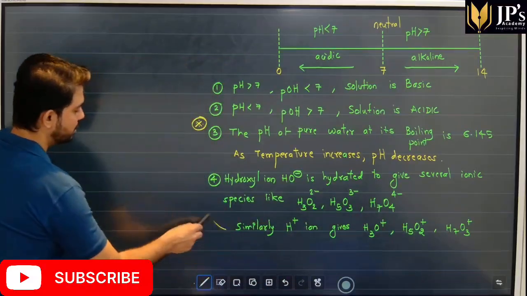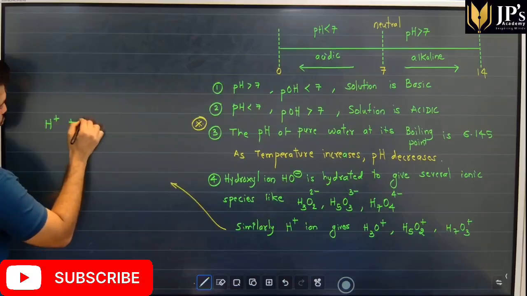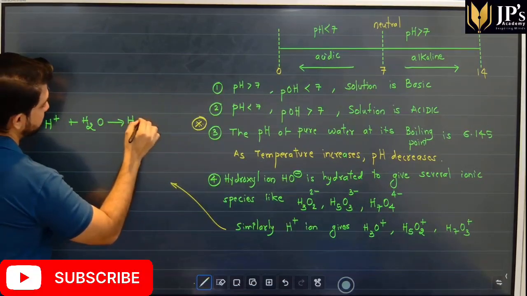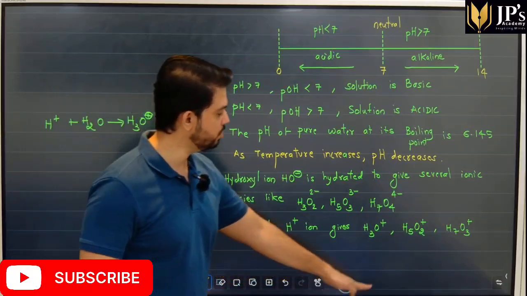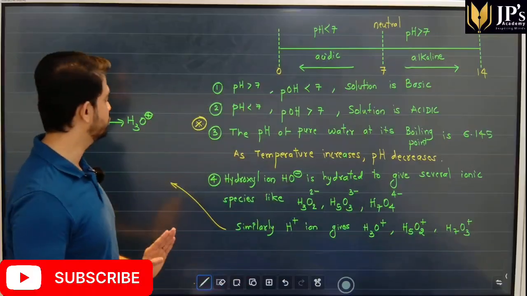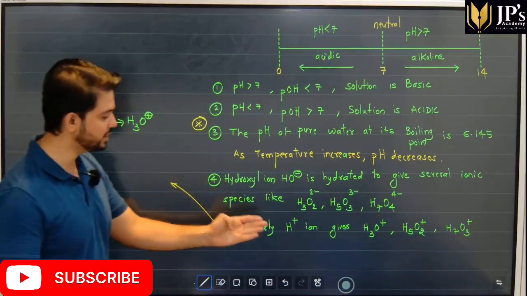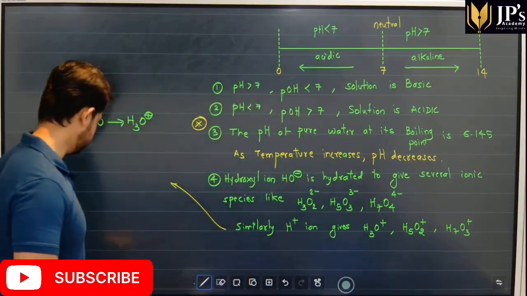How do we get this, students? H plus plus H2O. So this is your H3O plus. And if you keep on doing this, H3O plus plus H2O, this will give you H5O2 plus, and so on and so forth. Remember, this is H plus. Even this behaves like an H plus. All these are nothing but hydrated H plus ions.